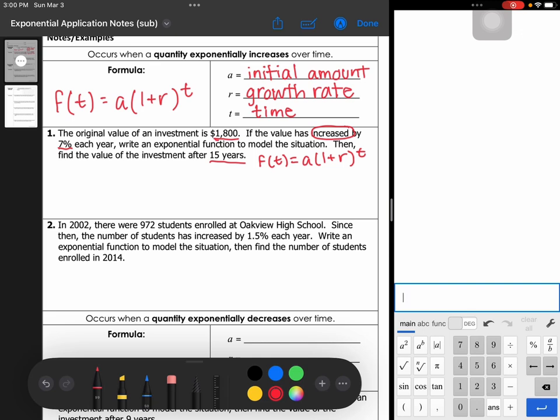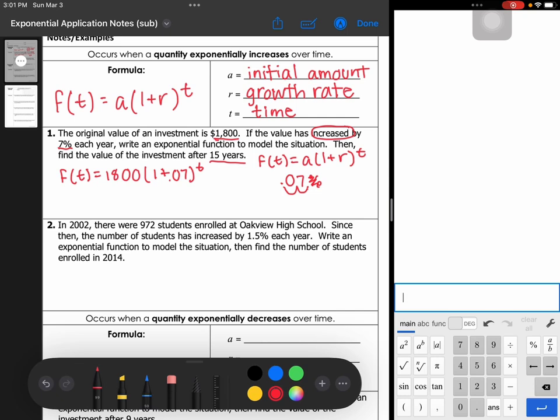So the first thing is that we do know our initial amount. So our initial amount is the $1,800. Okay. Now we need to find our rate. And currently our rate is written as 7%. But we don't want to write it as a percent, we need to write it as a decimal. So we are going to start where our decimal point would be, and we're going to move it 2 to the left. So 1, 2. So 0.07 is our rate that goes inside. So this is our initial equation without any numbers in it.